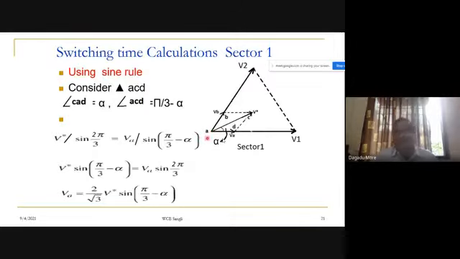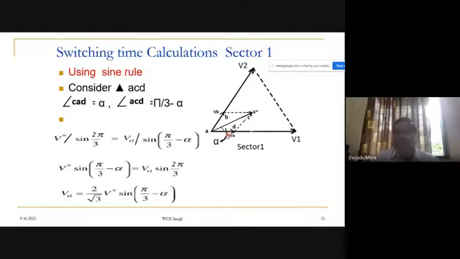Here we assume we are applying V1 for a time period TA, V2 for TB, and for the remaining time we apply V0 and V7. Let us consider now that we want a VA. What is the meaning of VA? VA is V star resolved along V1.